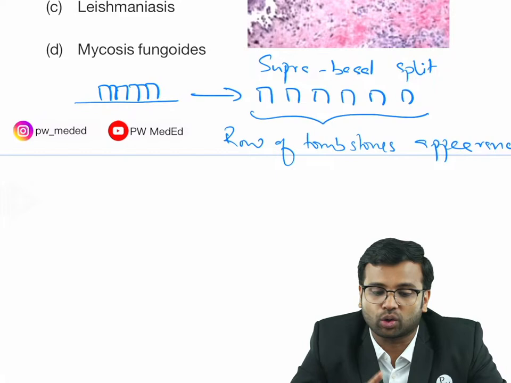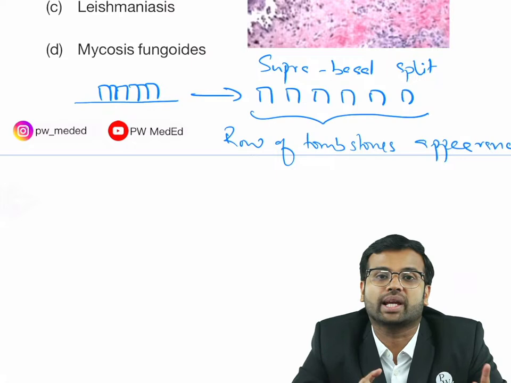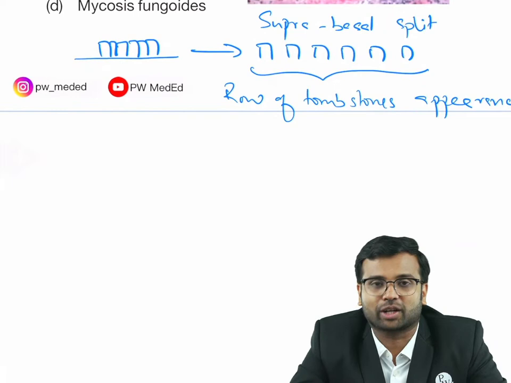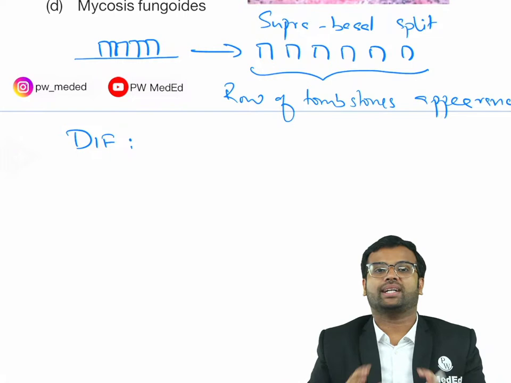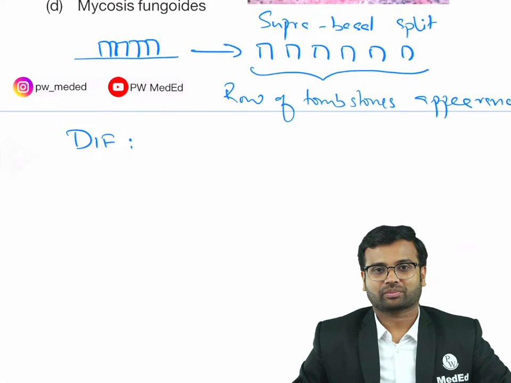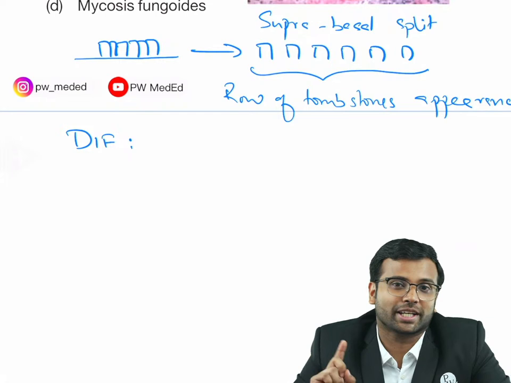Yes, these are acantholysis, means the cell to cell adhesion of the keratinocytes is lost. Can anybody tell me what is the DIF finding in pemphigus vulgaris? So can you recollect what was the direct immunofluorescence finding in pemphigus vulgaris? Exactly. So what is the defect in pemphigus vulgaris? The defect was in desmoglein 3 and desmoglein 1.